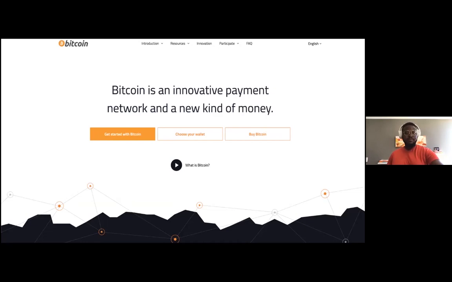Bitcoin came on the scene and started being traded only about a decade ago. The domain bitcoin.org, which is seen there in that screenshot, was registered on August 18, 2008. And later that year, on October 31st, 2008, a link to a paper authored by Satoshi Nakamoto titled "Bitcoin, a Peer-to-Peer Electronic Cash System" was posted to a cryptography mailing list. Nakamoto built the Bitcoin software as open source code and released it in January 2009.